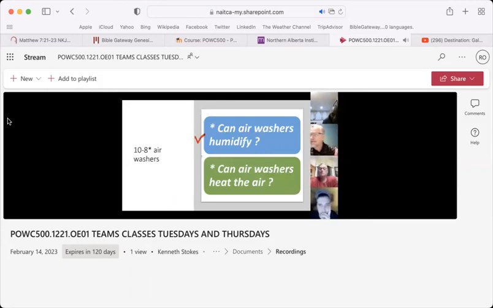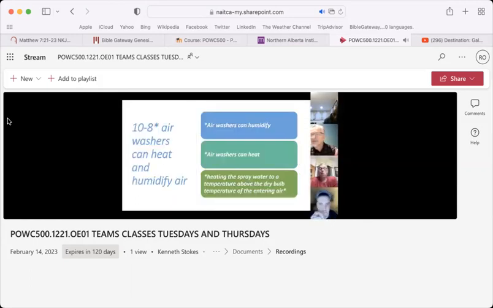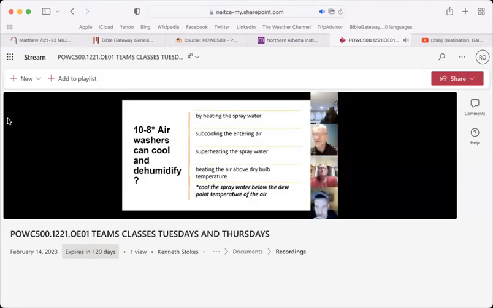Can they humidify? Yes. Can they heat the air? Yes, under certain conditions. Air washers can humidify, air washers can heat. By heating the spray water to a temperature above the dry bulb temperature of the entering air, we can have a net effect of heating the air.